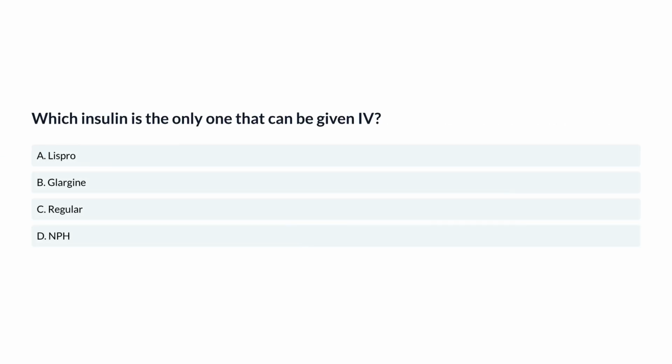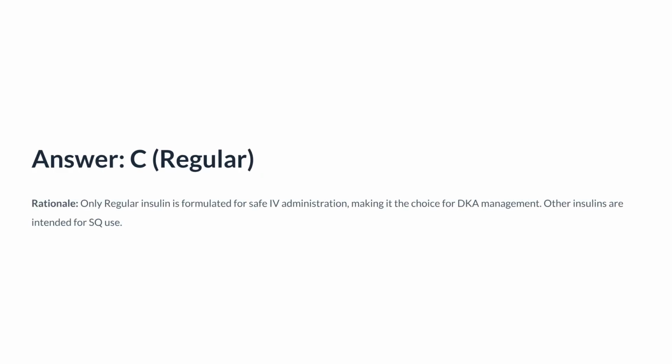Which insulin is the only one that can be given IV? Answer, C, regular. Only regular insulin is formulated for safe intravenous administration, making it the preferred choice for diabetic ketoacidosis management. Other insulins are intended for subcutaneous use.